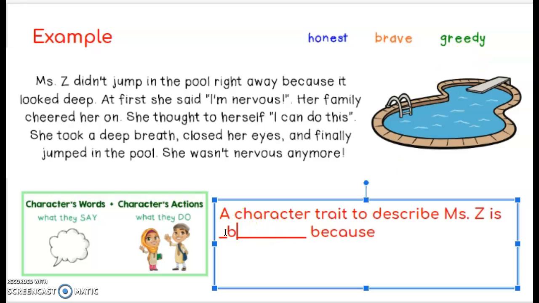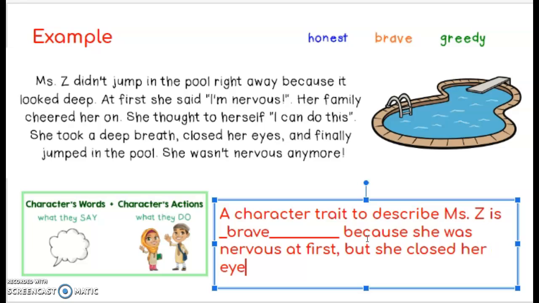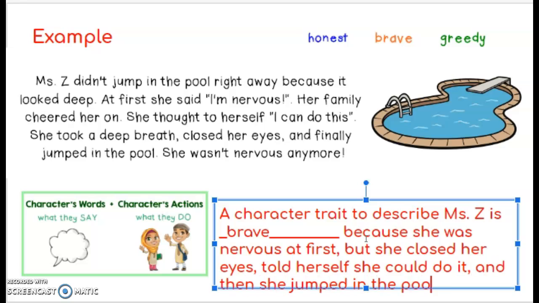I'm going to use the word brave. Miss Z is very brave. When we are giving out character traits, we need to describe how we know that. That means using clues from the text, giving evidence. A character trait to describe Miss Z is brave because she was nervous at first. But she closed her eyes, told herself she could do it, and then she jumped in the pool, even though she was scared. That's something that describes Ms. Z. Ms. Z is brave.